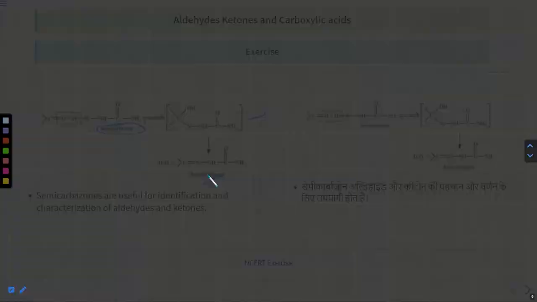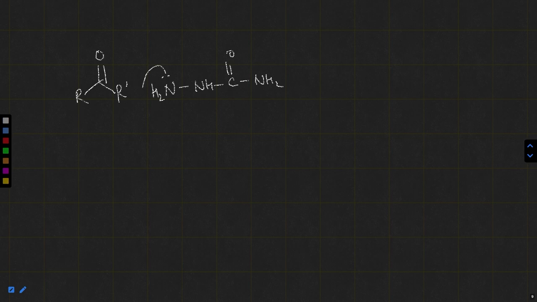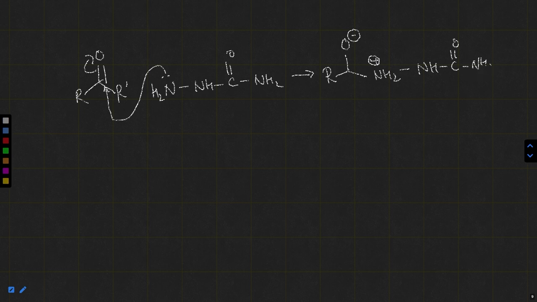So how does this reaction proceed? We have NH2, NH, CO, NH2, and R, R dash. Now this lone pair will attack here. This bond pair will move upside. O negative, NH2 with a positive sign, and this is NH, CO, NH2. Clear? Now next, the intermolecular proton transfer will take place.